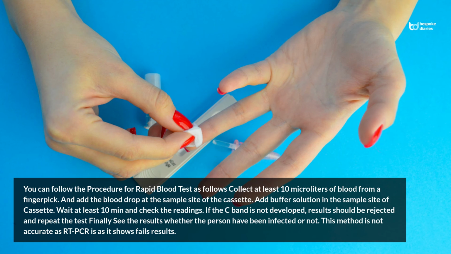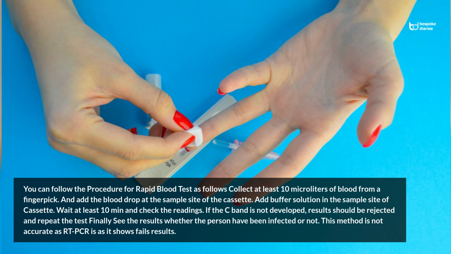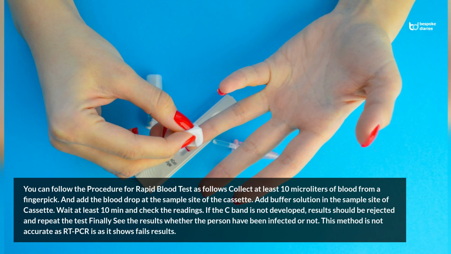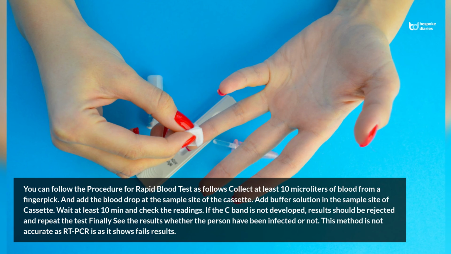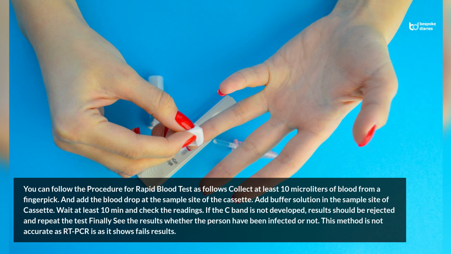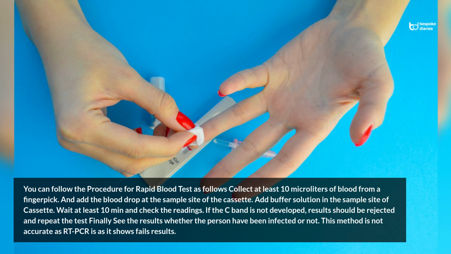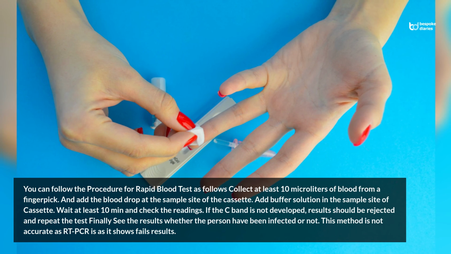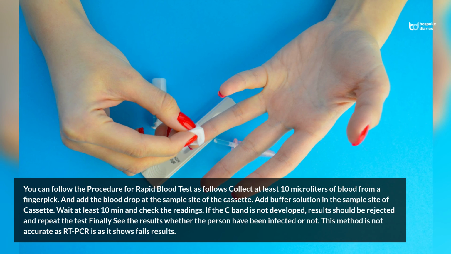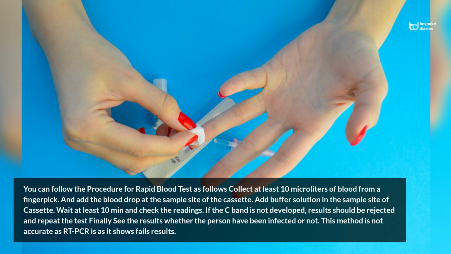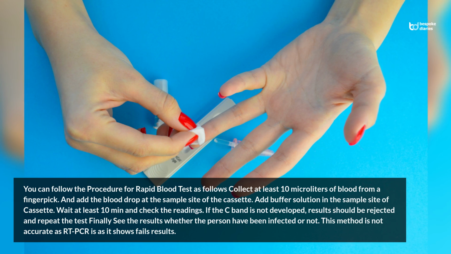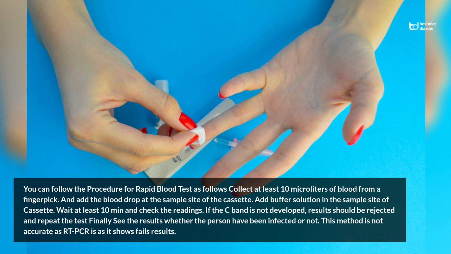You can follow the procedure for the rapid blood test as follows: collect at least 10 microliters of blood from a finger prick, and add the blood drop at the sample site of the cassette. Add buffer solution in the sample site of the cassette. Wait at least 10 minutes and check the readings. If the C-band is not developed, the results should be rejected and the test repeated. Finally, see the results whether the person has been infected or not.